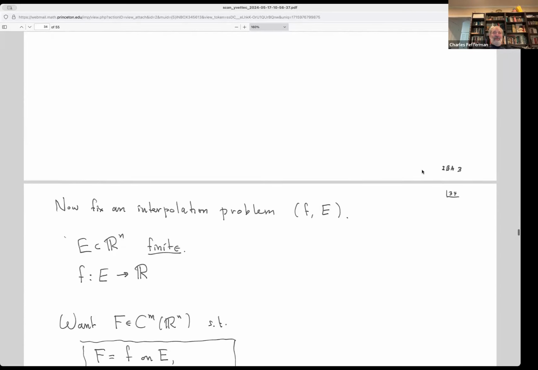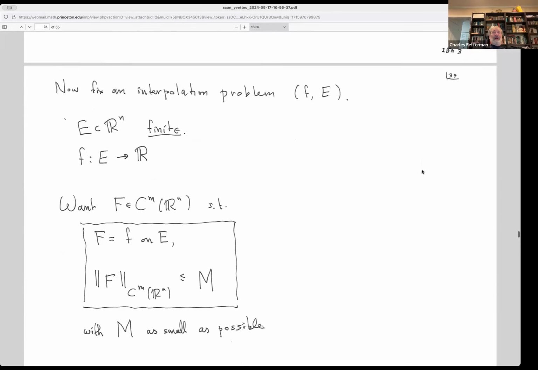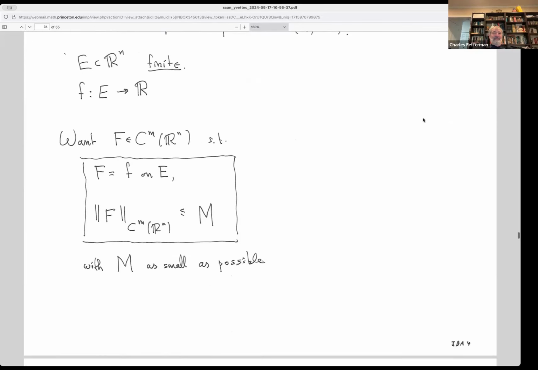All right, so now let's fix an interpolation problem. We fix a finite set E in Euclidean space. We fix a function, little f, defined on E, real valued. And what we want to do is to find a function capital F in our Banach space C^m of R^n with the property that capital F agrees with little f on E, but its C^m norm is at most capital M. And we would like to do this with capital M as small as possible. Okay, so that's what the interpolation problem is.